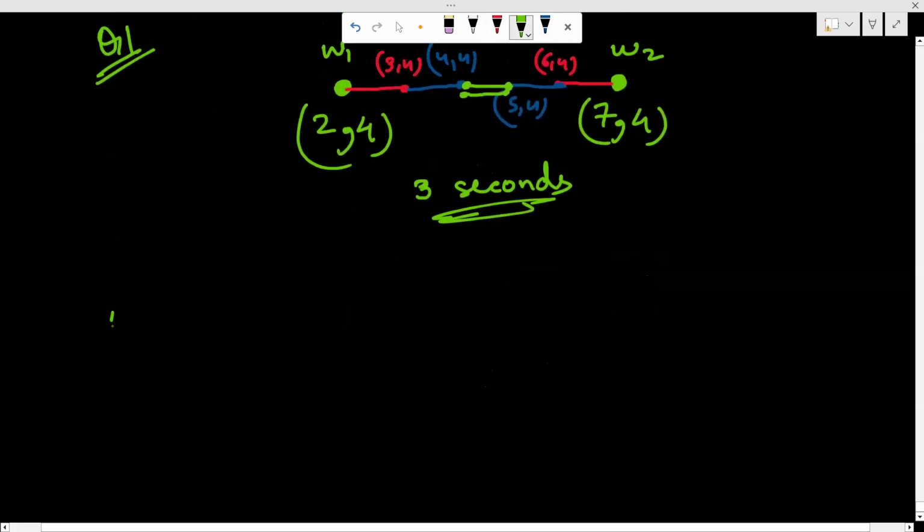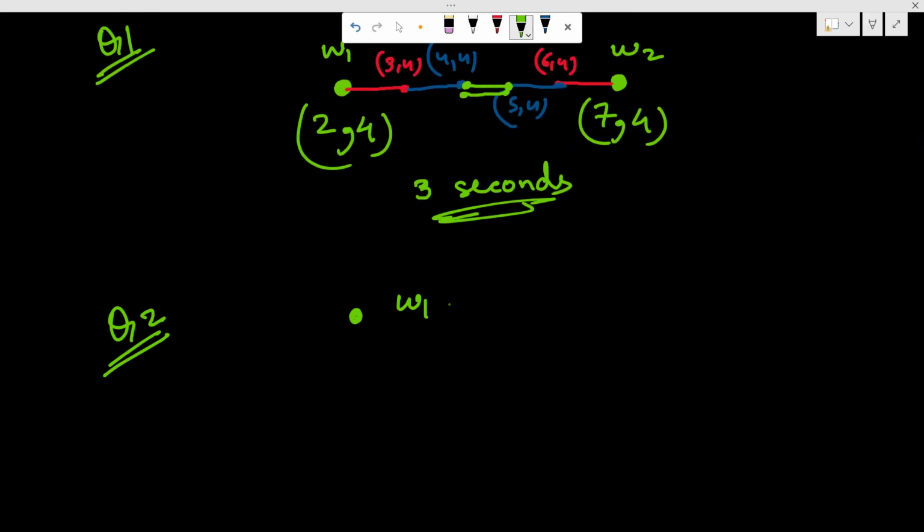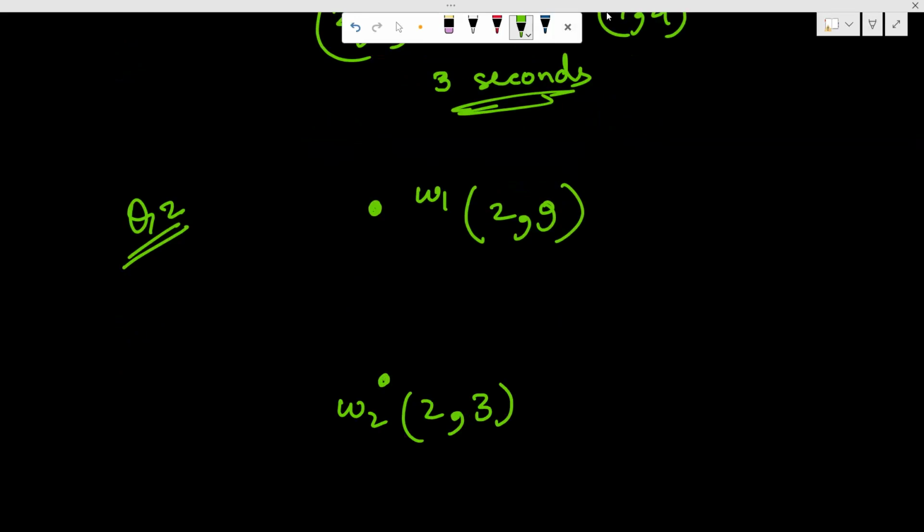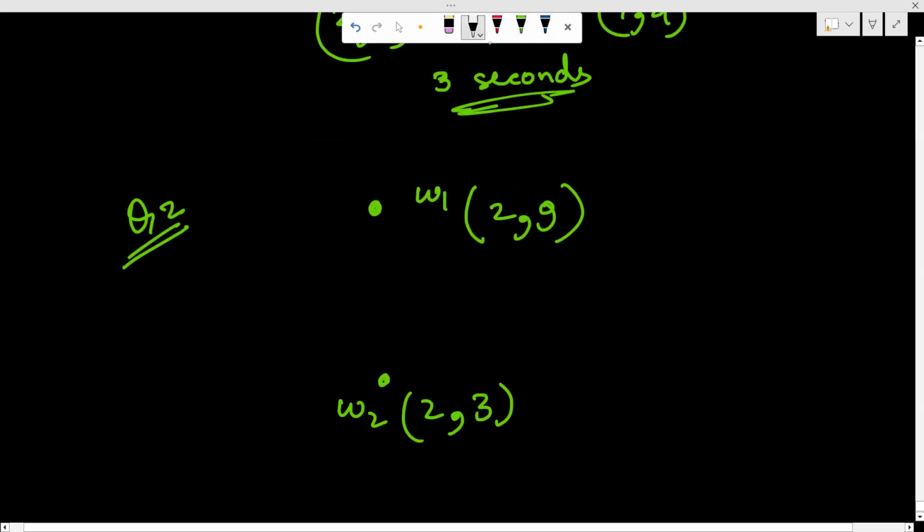Let me put forward the second question as well. Let me say I have well 1, whose coordinate is, let's suppose, 2, 9, and I have well 2, whose coordinate is, let's suppose, 2, 3. Can you tell me the minimum time after which these two wells will become connected? Does everyone agree that my answer will be 3? Anyone having any doubt in this that my answer will be 3?